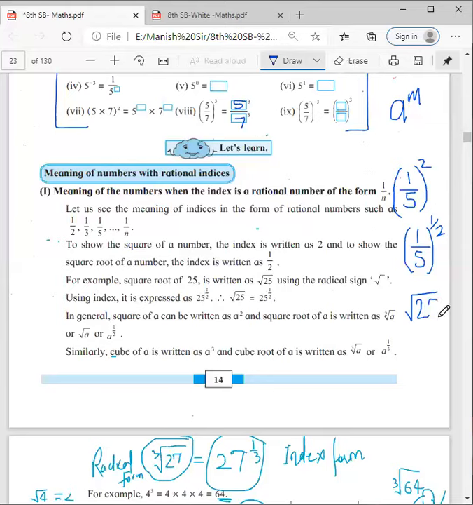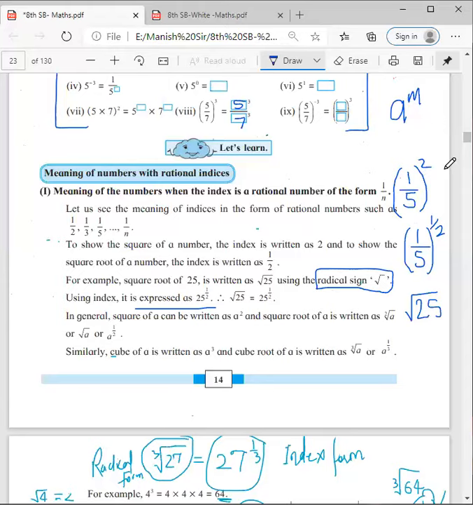Just try to understand the use of the radical sign. This sign is known as the radical sign. Using the radical sign, or using the index, it is expressed as follows. If you want to express with the help of the radical sign, you can write in this way. If you want to express in the form of an index, you write 25 raised to 1 upon 2. Why 1 upon 2? Because we are writing the square root of 25. Whenever we talk about the square root, your index becomes 1 by 2. Whenever we talk about the square, your index becomes 2.